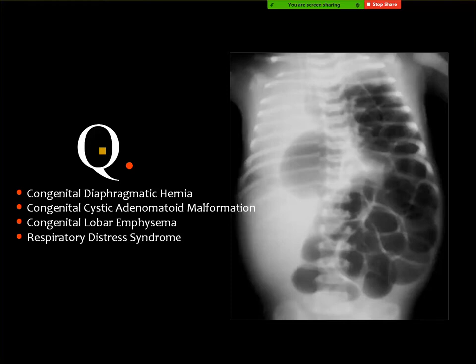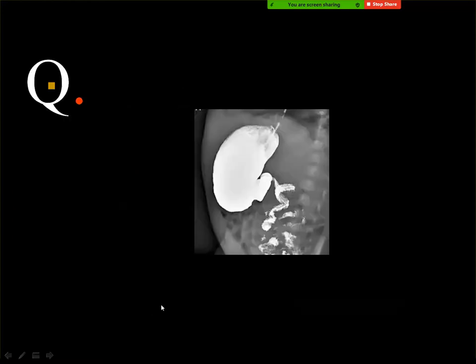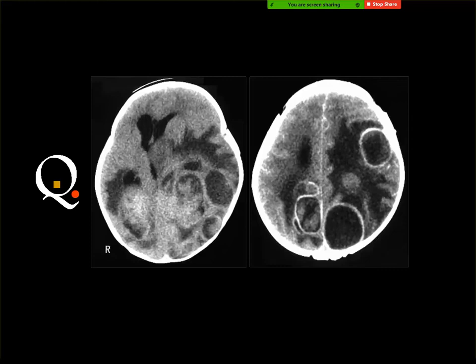Diaphragmatic hernia. Yes, congenital diaphragmatic hernia, and you got multiple air-filled bowel loops displaced in the left hemithorax, and this air is continuous with the air in the abdomen, diagnostic of congenital diaphragmatic hernia. Volvulus. Yes, very good. And this is malrotation with volvulus, and you see the corkscrew appearance of the duodenum, which is a classic sign in the barium studies for the volvulus.